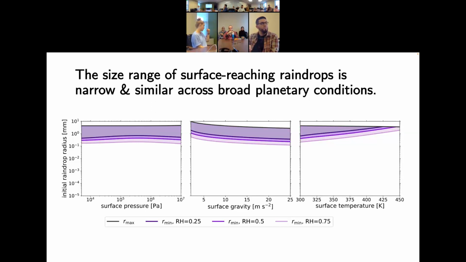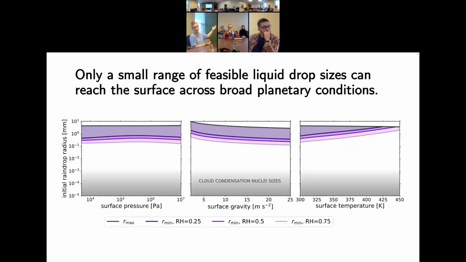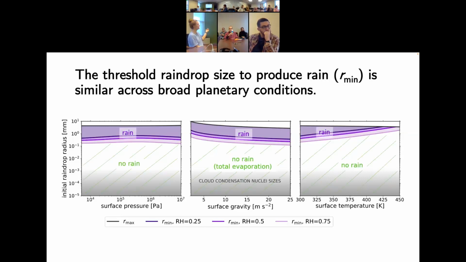And so we can see across all of these planetary conditions that we have about an order of magnitude for the raindrop size bound, and these bounds are largely overlapping across all of these conditions. To put this in perspective, we can add a sketch of where we expect our cloud condensation nuclei sizes to be. And we can see we need significant growth from these sizes in order to get drops that can reach the surface.